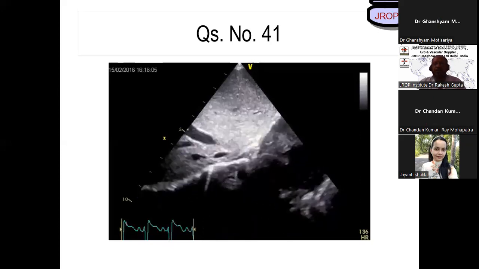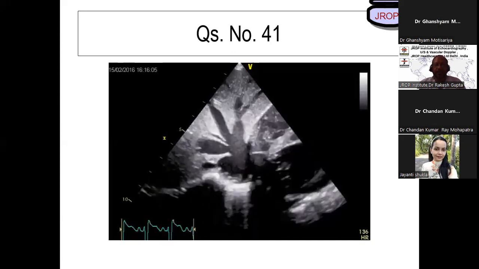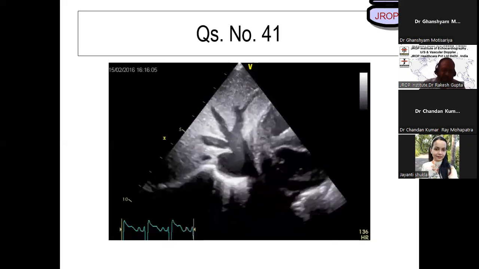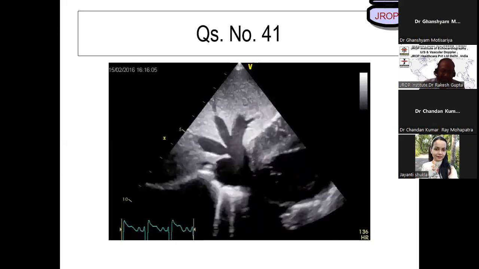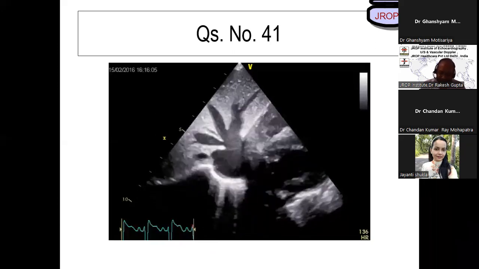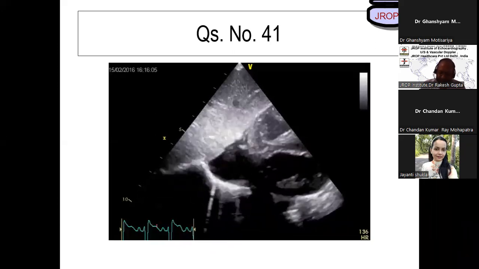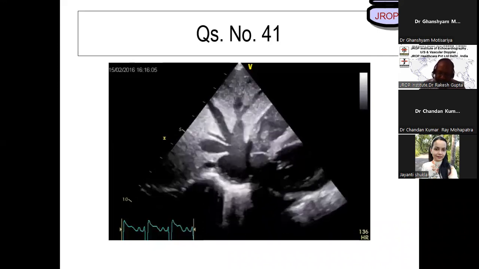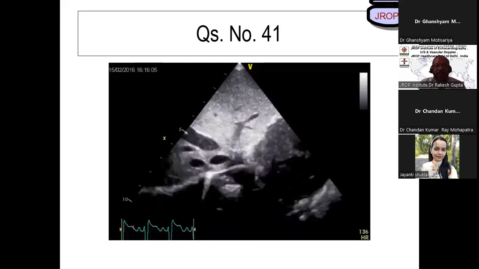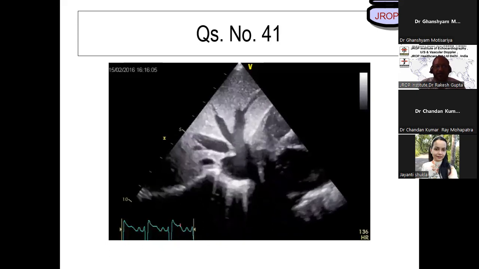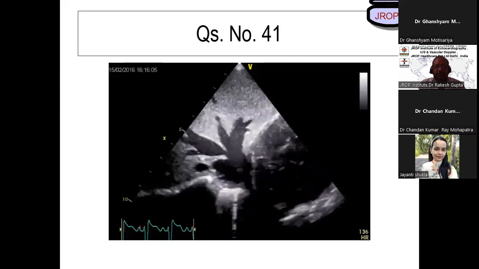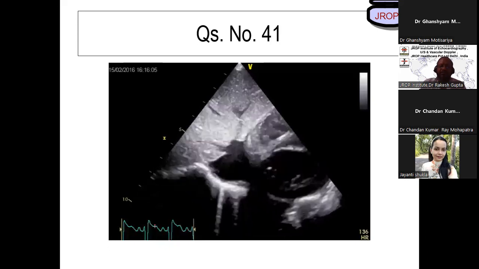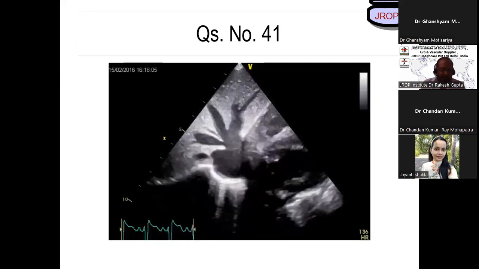Okay, Ghanshyam, you want to say something? Severe PH. Yes, severe PH. You gave the perfect answer, Ghanshyam. That's exactly what I was looking forward to, a one-line answer. You know how much marks you got? Thank you, sir. Great job. This is severe pulmonary artery hypertension, when your IVC is fully dilated and hepatic veins are seen.